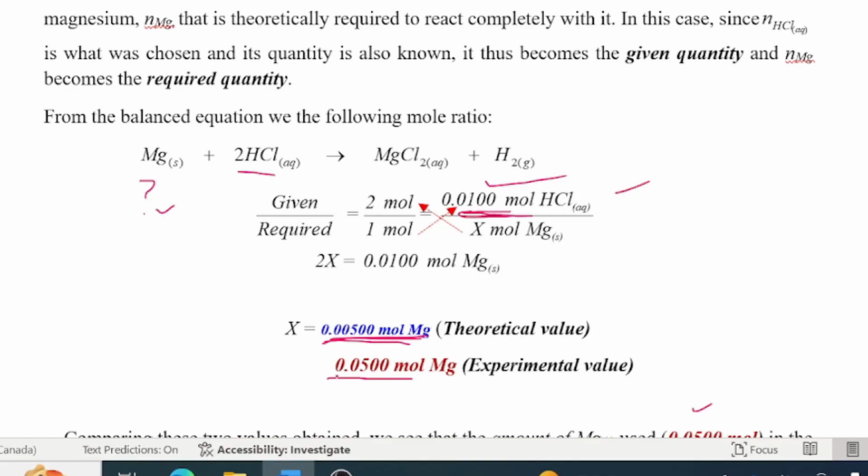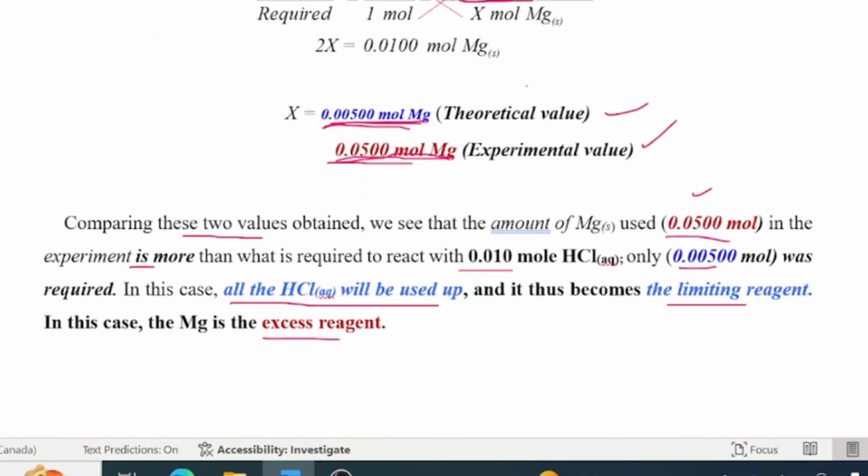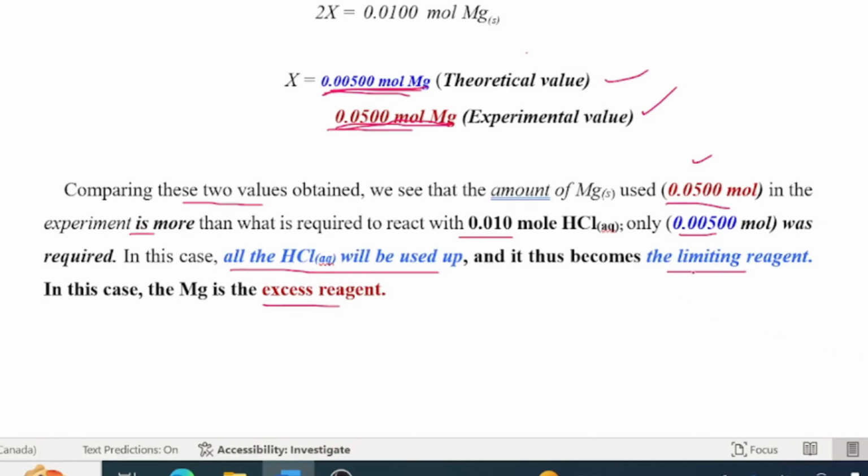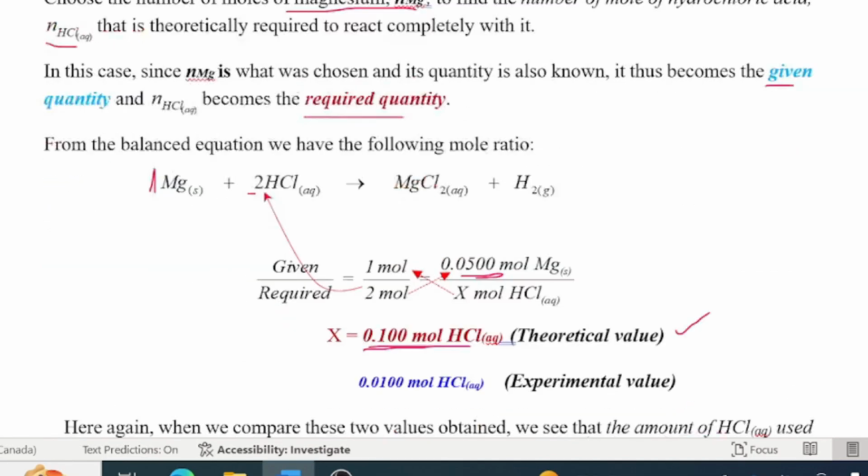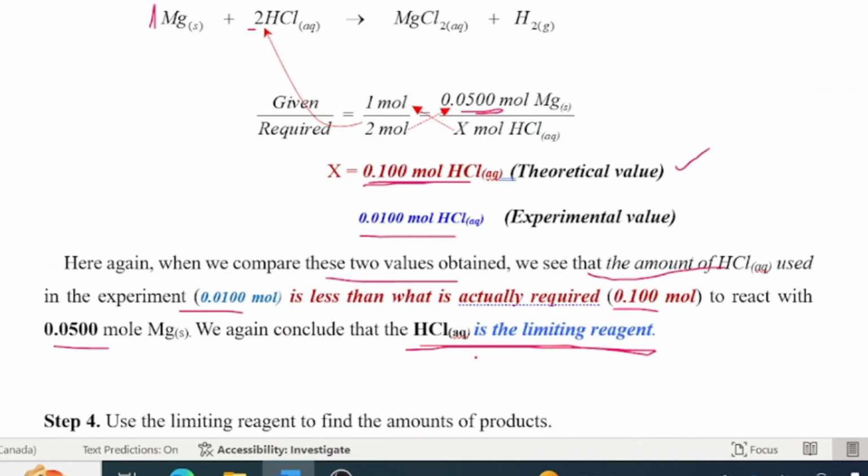But in the experiment, we used that amount of magnesium. Here you can see that we're using more magnesium. In theory, you're only supposed to use this, but in practice, you use that. So in this case, you can see the magnesium is more than what is required, and therefore it will react with all the HCl there, and some of it will be left in excess. So the HCl is the limiting reagent. Another student doing the same thing, I'm not going to go through that, will also end up with the same conclusion that the HCl is the limiting reagent.